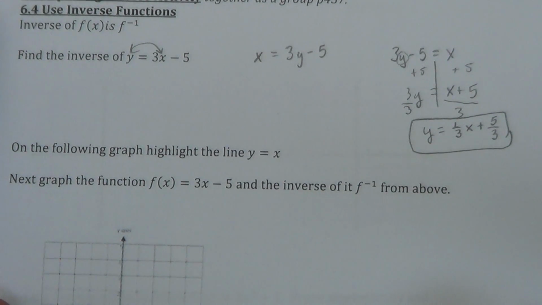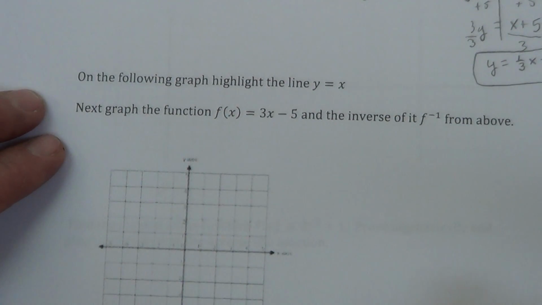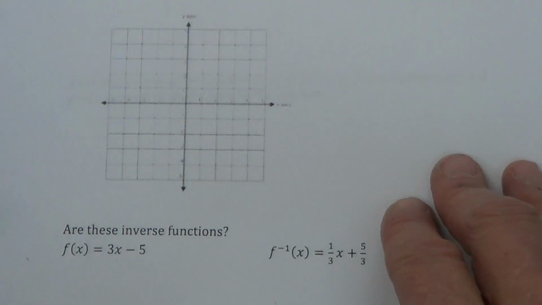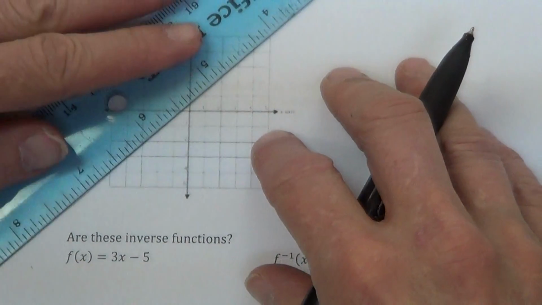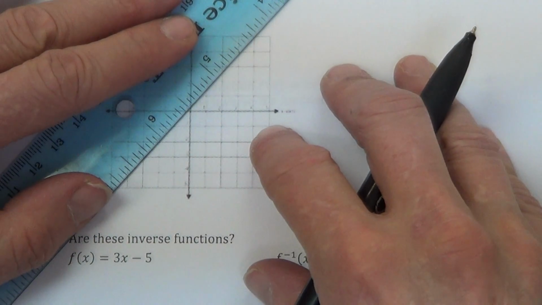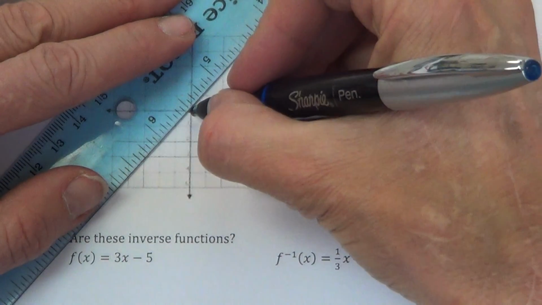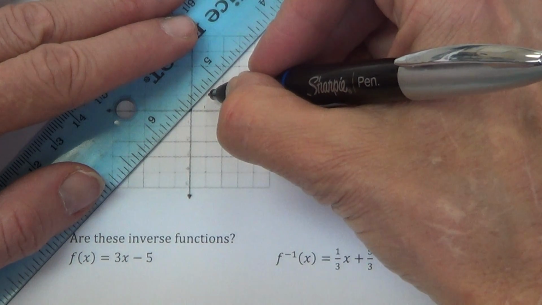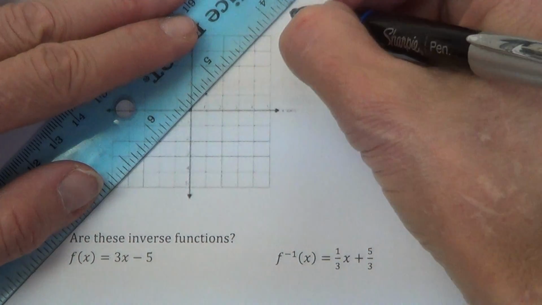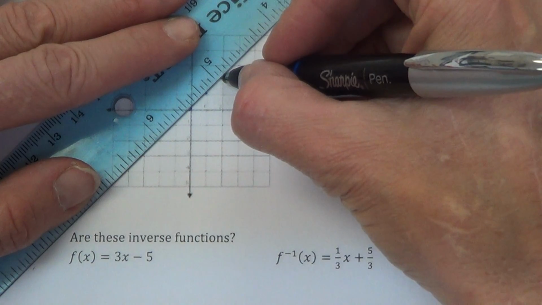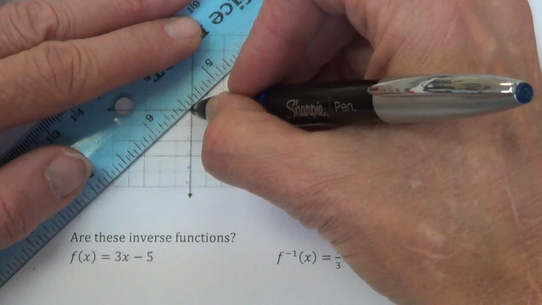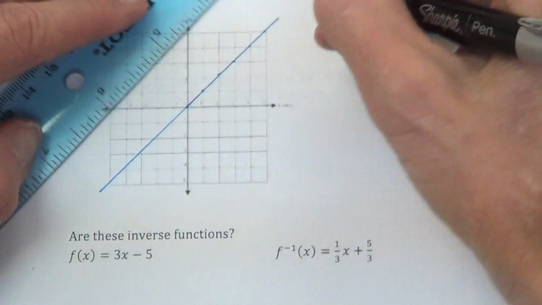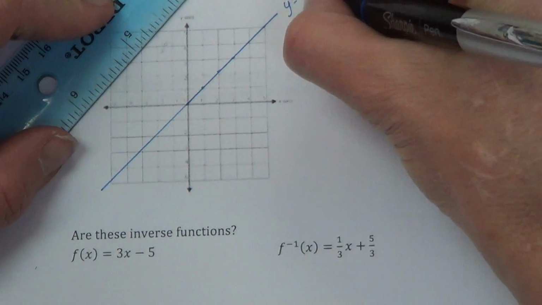On the following graph, highlight the xy line. So we'll go ahead and do that right now. Remember, the xy line is that direct variation, parent function of y equals x. So it is an exact diagonal. It'll go through the origin, and it will be right through 1, 1, 2, 2, 3, 3, 4, 4, and 5, 5. Make sure and mark it y equals x.